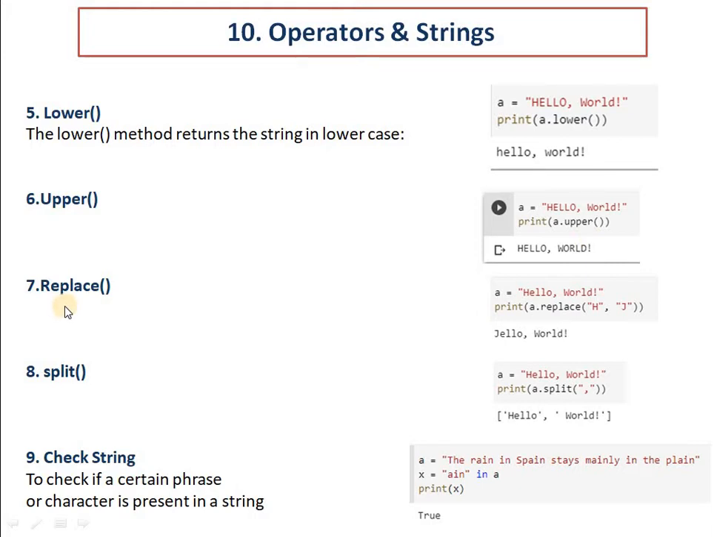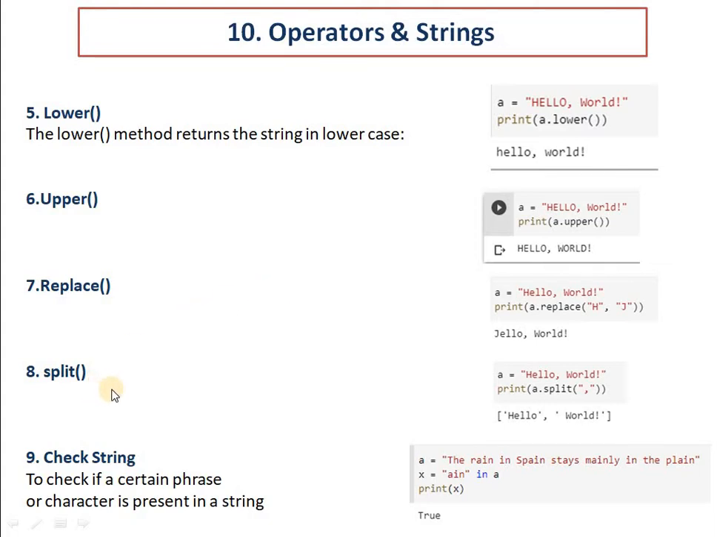Another function is replace. I am calling a is equal to hello world, and I am telling print a dot replace, within quotes h comma j. So in the variable a, wherever h occurs, it will be replaced with j. So here h occurs here, so h has been replaced with j, right? So replace is to replace any characters in the string.